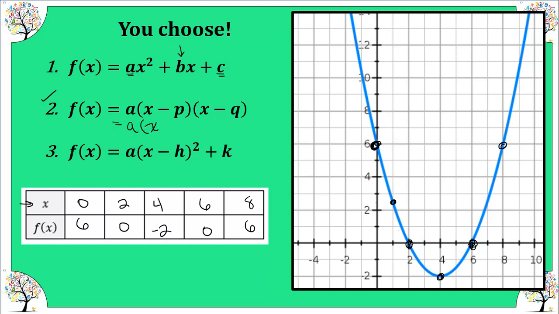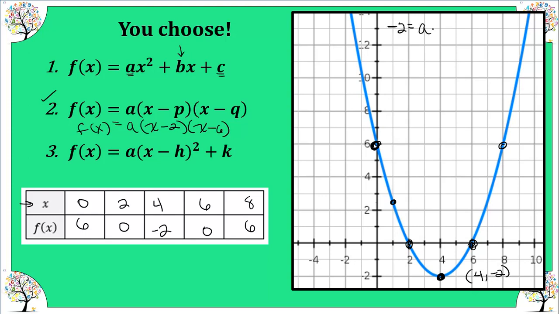Our p-value is positive 2, so X minus 2. The q-value is positive 6, so it's X minus 6. Let's pick a point to plug in for f of X and X to find our A value. So let's just use the vertex. So this is 4, negative 2. So for f of X, we're going to use negative 2.